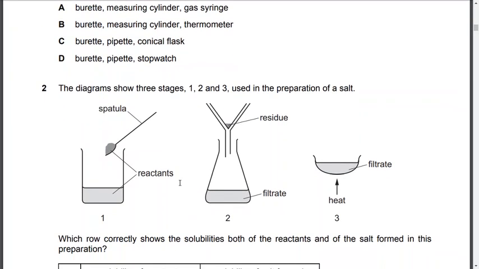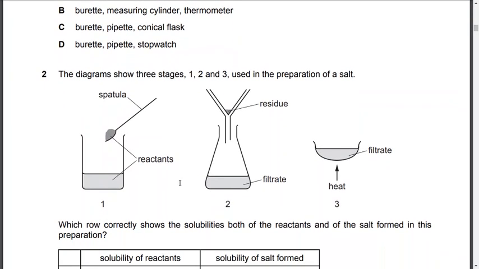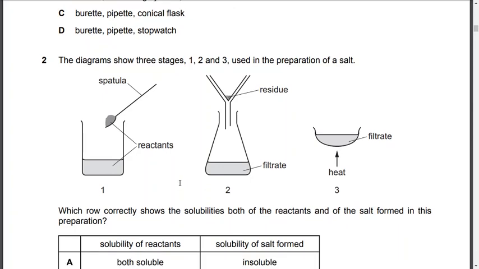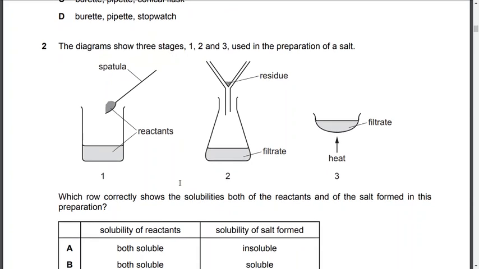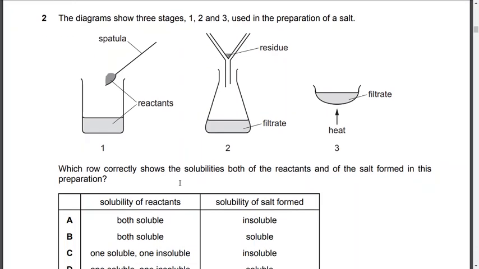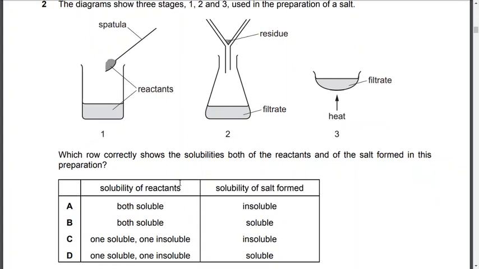Question number 2. The diagrams show three stages 1, 2, and 3 used in the preparation of a salt. Which row correctly shows the solubilities of both of the reactants and of the salt formed in this preparation? So for this, let's go and see. Here we are told about the solubility of the reactants and the solubility of the salt formed if we use these methods.